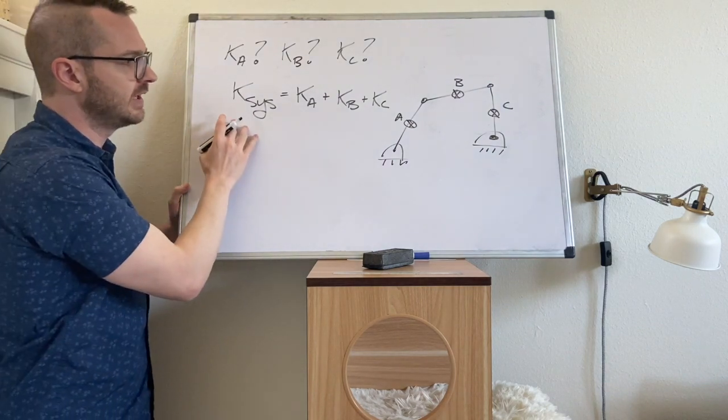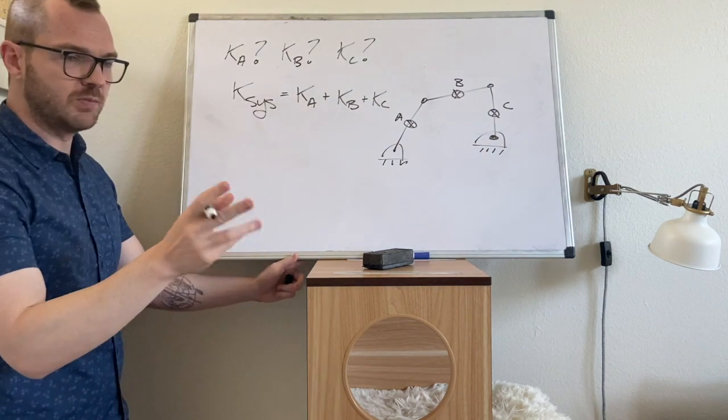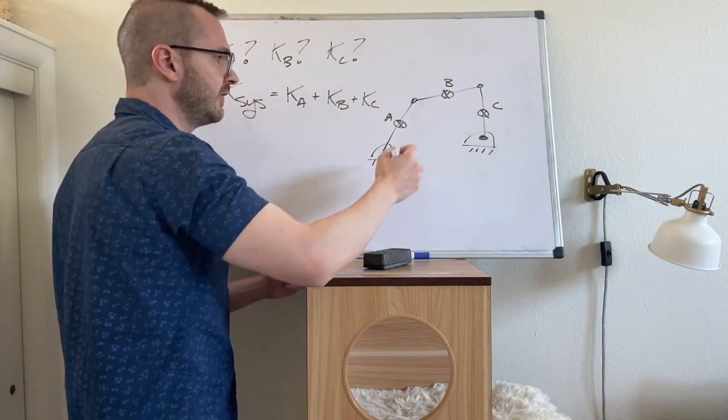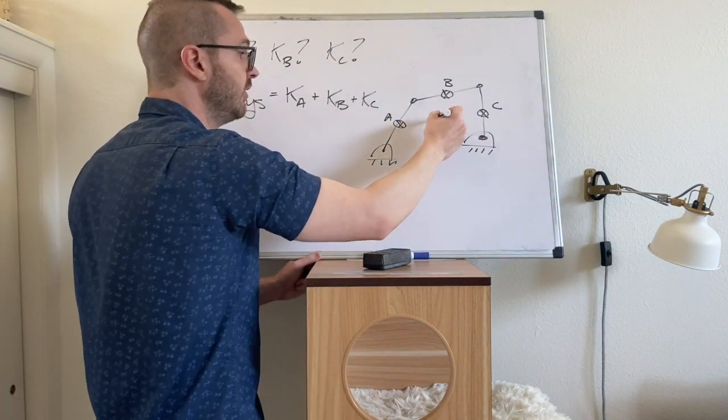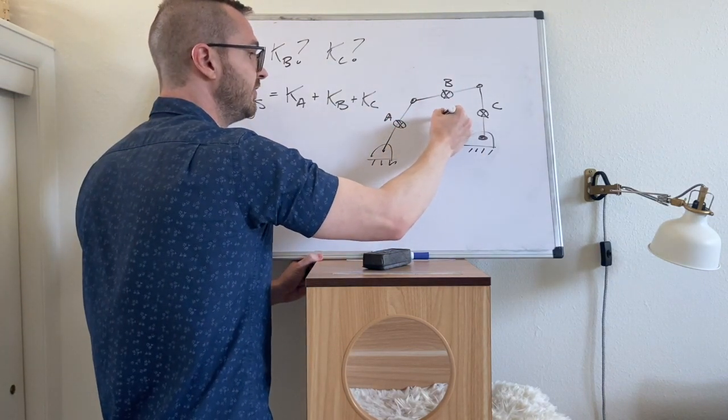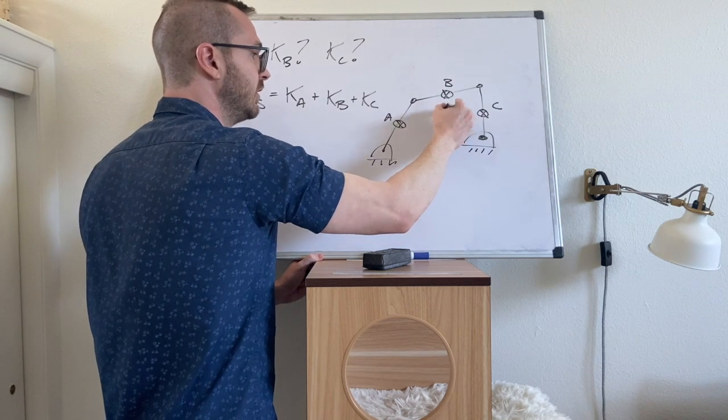Now, where this claim comes from is, again, we mentioned it earlier, you can find the center of mass for the whole system. This system is going to have some center of mass, we can call it G.